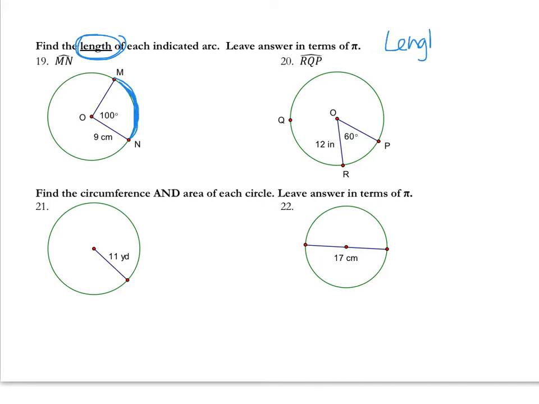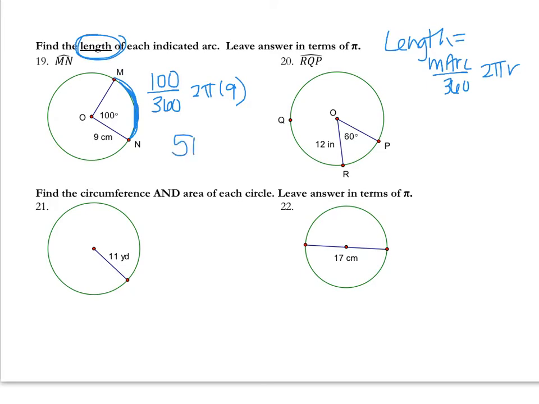The formula for length is the measure of the arc over 360. They start the same, but then because we're just worried about the outside, you have to put the circumference here. You have to do 2 pi r. So this should be 100 over 360 times 2 times pi times the radius, which is 9. And then you're just going to type that in your calculator to get the answer. And you should get 5 pi centimeters.